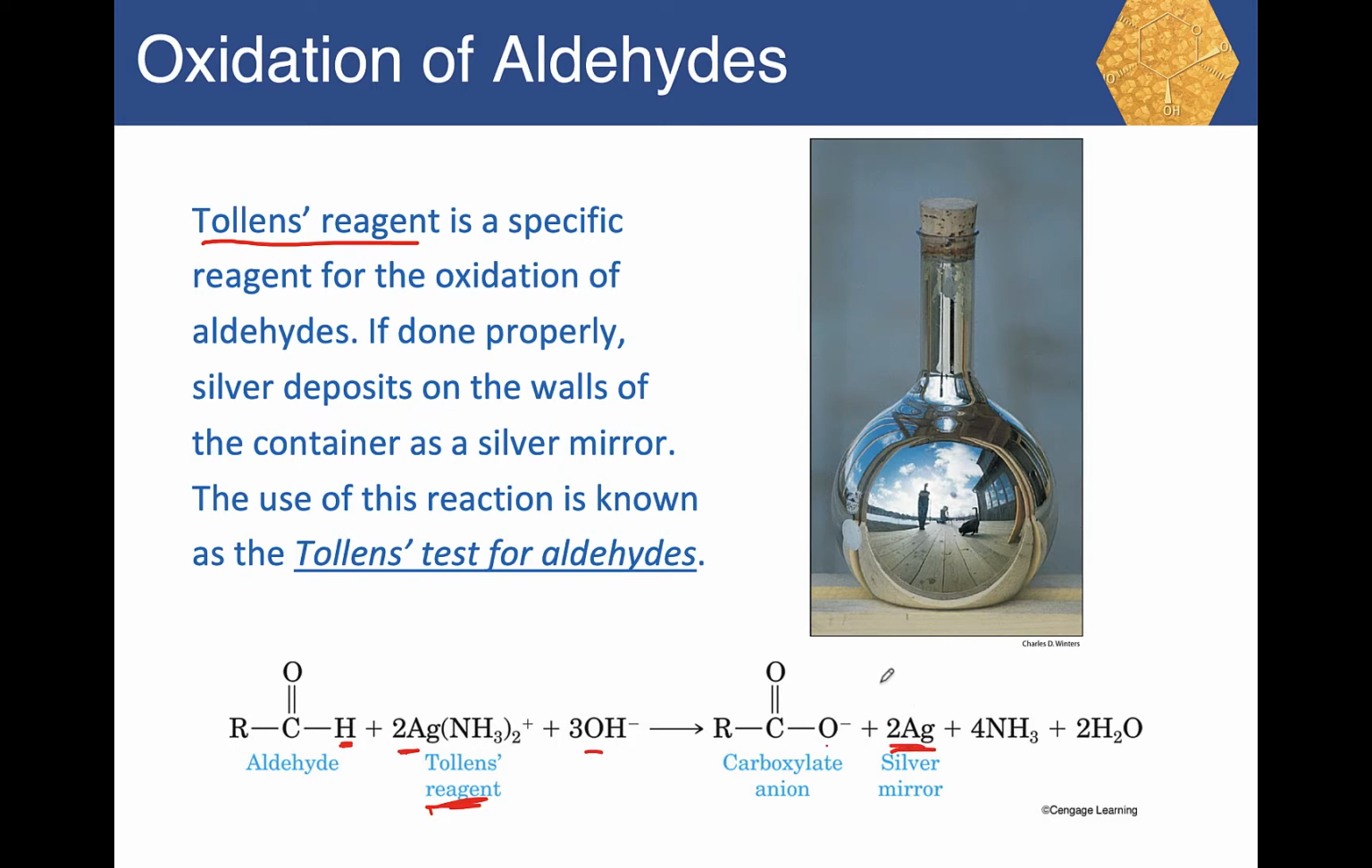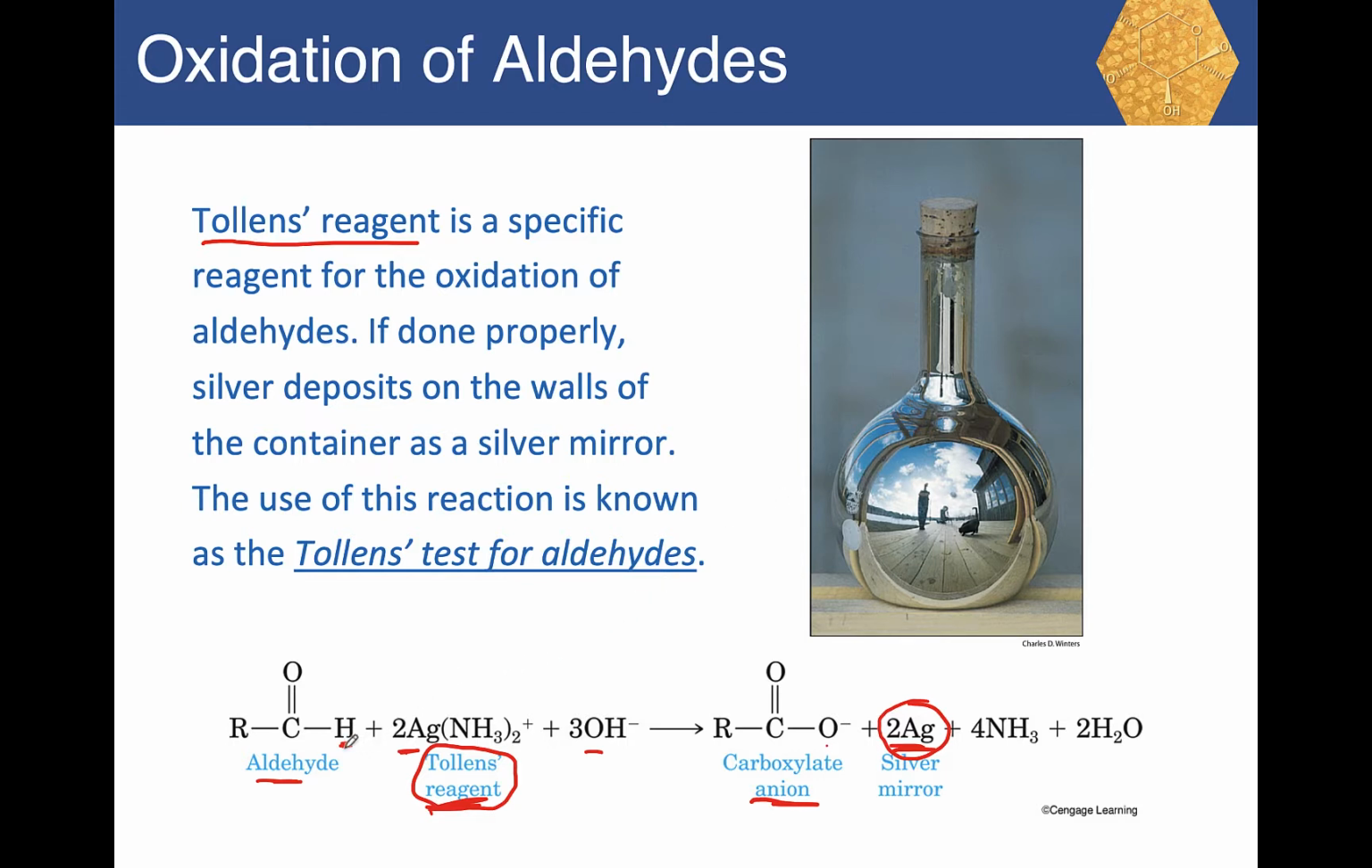And of course, as you know, for a mirror, it's basically silver metal that's behind the mirror, giving it that reflective property. So, if this reaction is done properly, it will oxidize the Tollens reagent, that is, will oxidize an aldehyde to a carboxylate anion, and in the process produces silver, as shown here on the surface of the container.